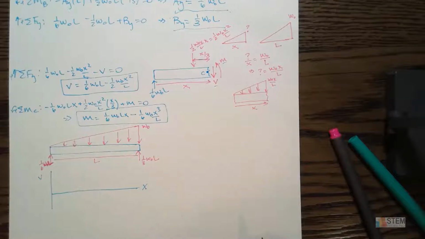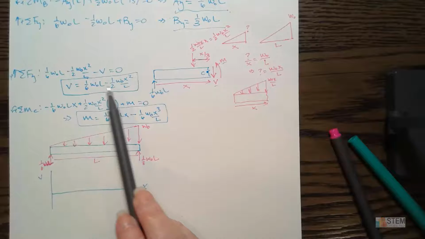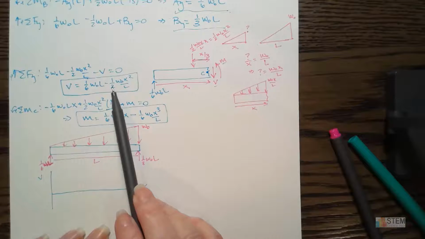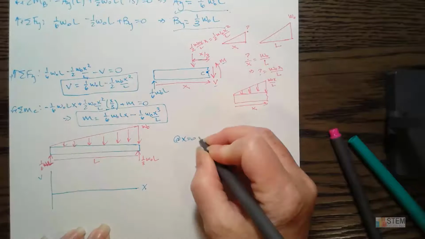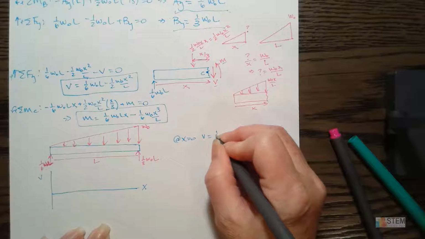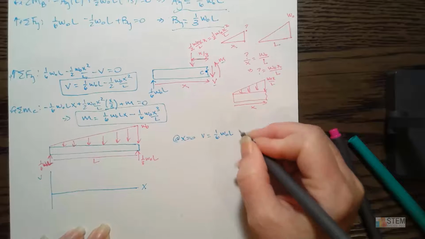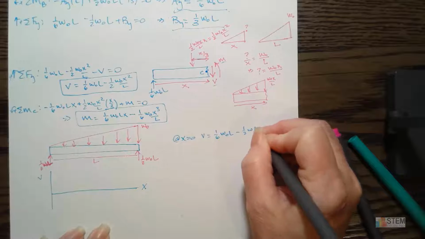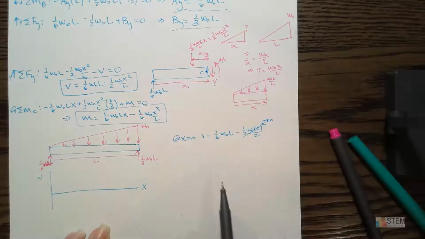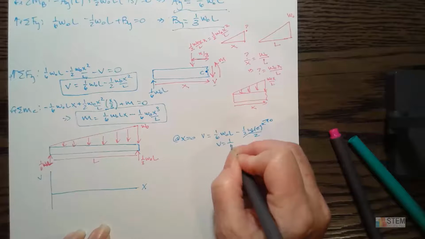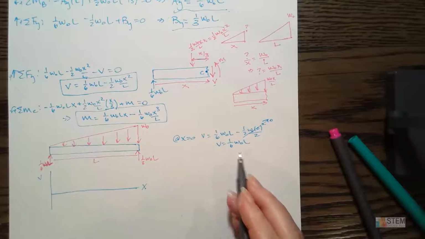Usually you put your units on here. We don't really have units in this problem. And what we want to do now is we have this equation. So you want to put your boundaries for X. This equation is valid for X values going from 0 to L. So at X equals 0, what's V going to be? Well, we plug in 0 for X, so the second term goes away. So we end up with V equals 1/6 W naught L. That's our starting point.